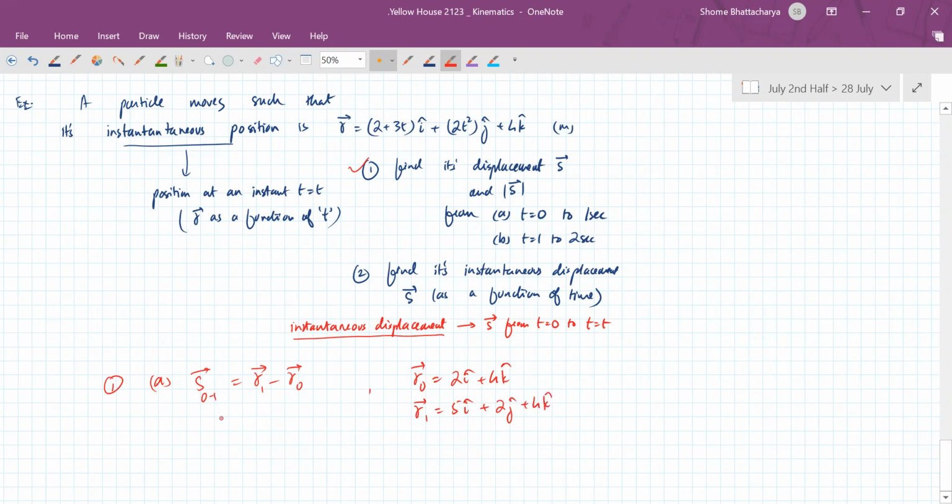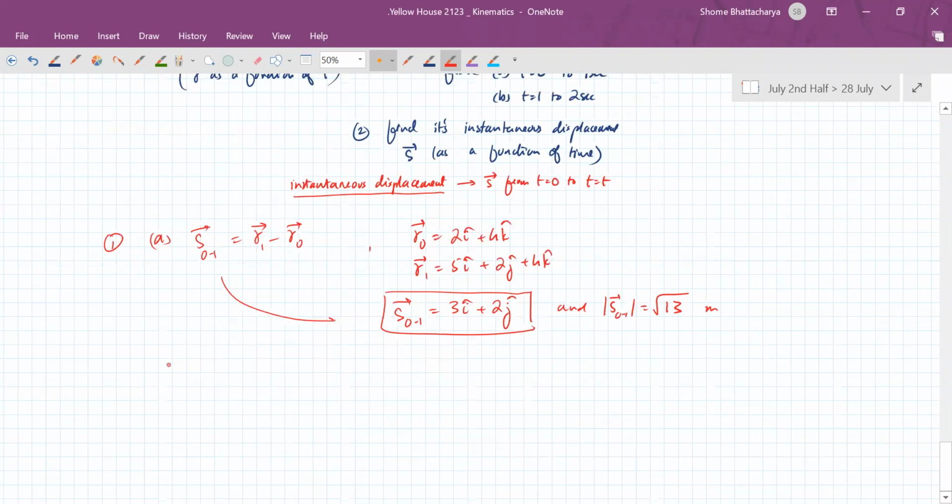Okay. So the displacement from 0 to 1 second is 3i cap plus 2j cap. And its magnitude is square root of 13. So like that, now the B part.